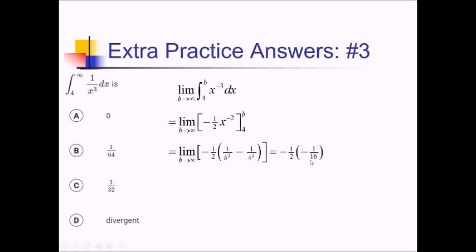So negative 1/16 then. Multiplying these out to get an answer choice, we end up with 1 over 32. So that's going to be choice C.